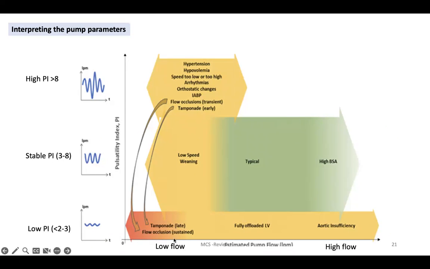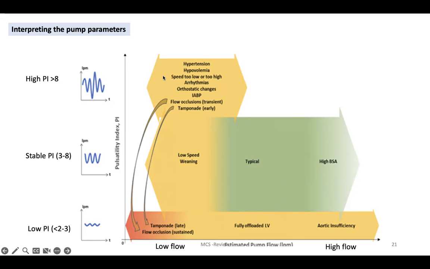And on the X, you have the flow. So on the right side, you have high flow. On the left side, you have low flow. So you can have a mix of situations. You can have a high PI with a low flow. You can have a stable PI with a high flow, or a low PI with a high flow. And every situation means something.